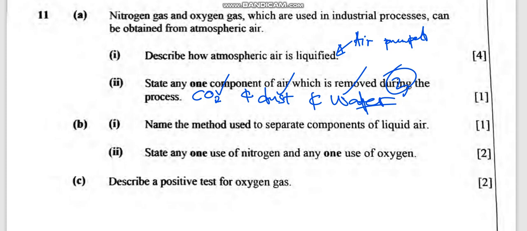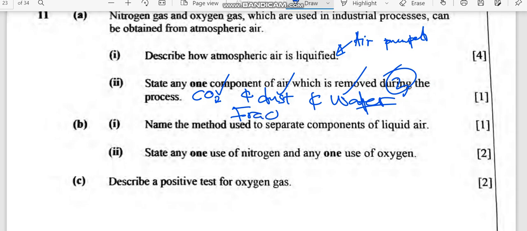Name the method used to separate components of liquid air. I told you, the process that you're going to use to separate components of liquid air is called fractional distillation. Fractional distillation. Yeah, this is the correct spelling.